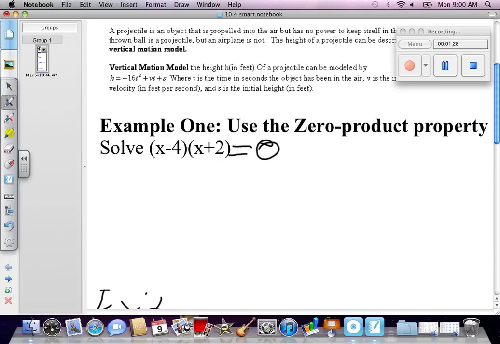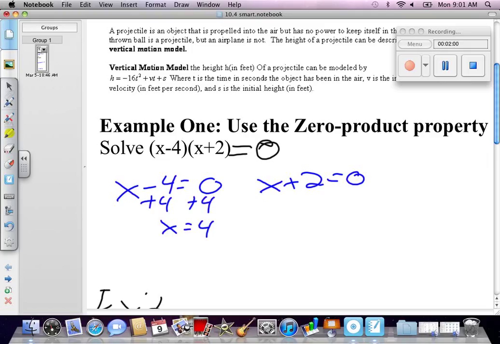Okay, we're looking at solving this equation. x minus 4 times x plus 2 equals 0. Now, you guys know how to FOIL it, but you don't have to when it's set equal to 0. We're trying to solve it. This is how this works. It's really simple. You've got x minus 4 equals 0, and x plus 2 equals 0. Now we're just solving. We're going to add 4 to both sides, and we get x equals 4. We're going to subtract 2 from both sides, and x equals negative 2.